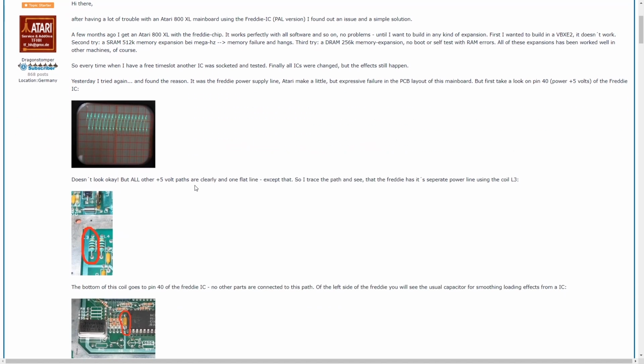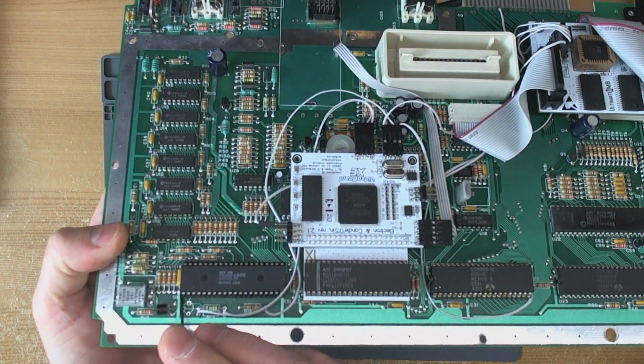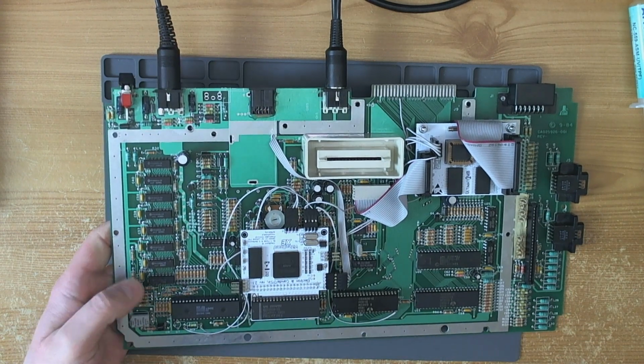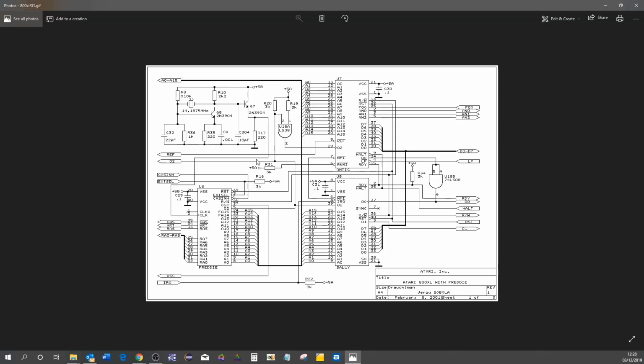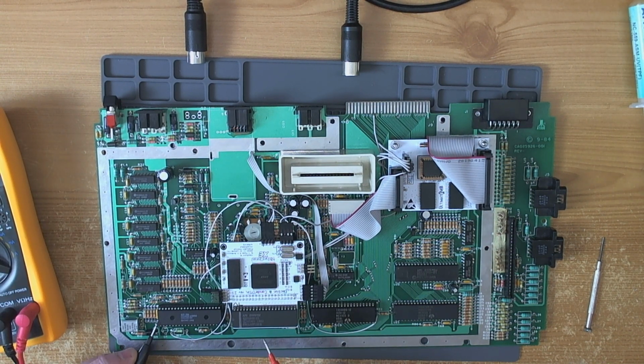So what he's suggesting here is that there is a bypass capacitor or decoupling cap next to FREDDIE here, which is connected to ground. So if we look at the board here, if we lift this up a little bit, here is our decoupling cap next to the FREDDIE chip. So that's connected to ground, and that should be between 5 volts and ground on the FREDDIE chip. So if we have a look at the schematic, we've got power on VCC on pin 40 of the FREDDIE chip, and VSS is on pin 20, so this cap should be directly positioned between power and ground.